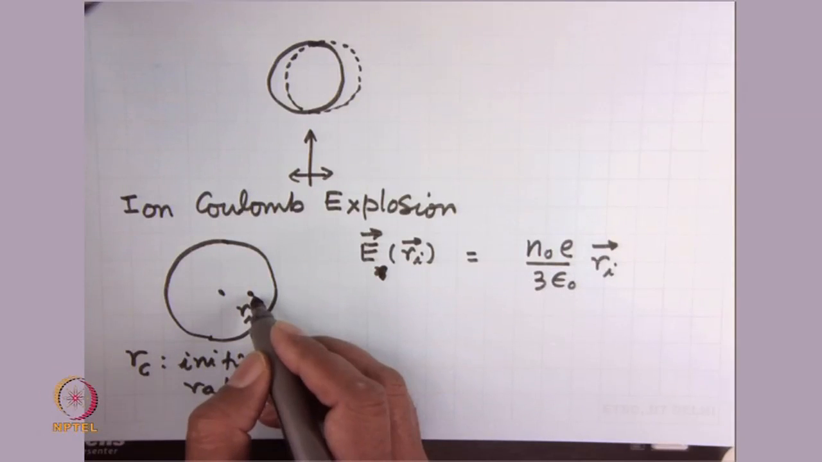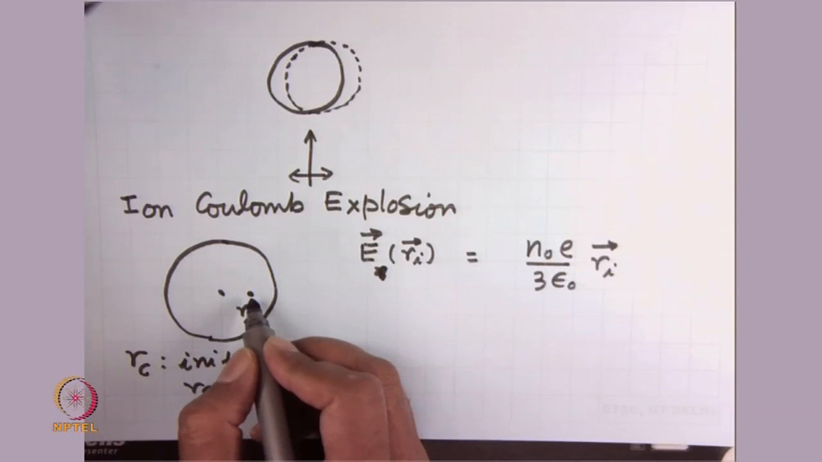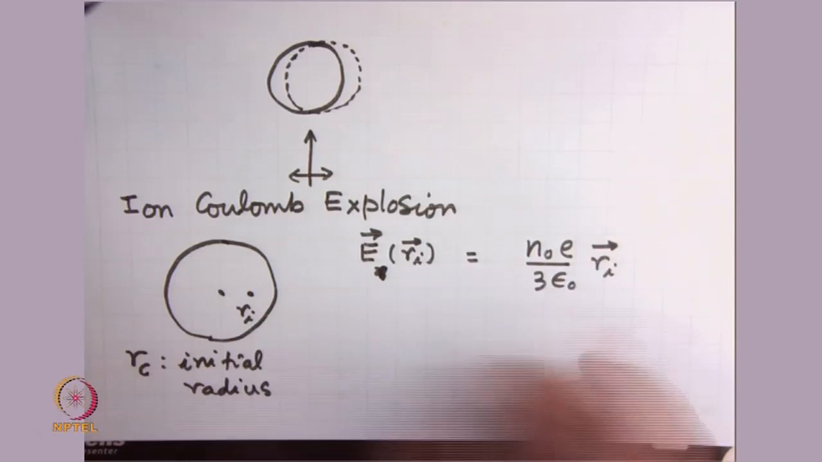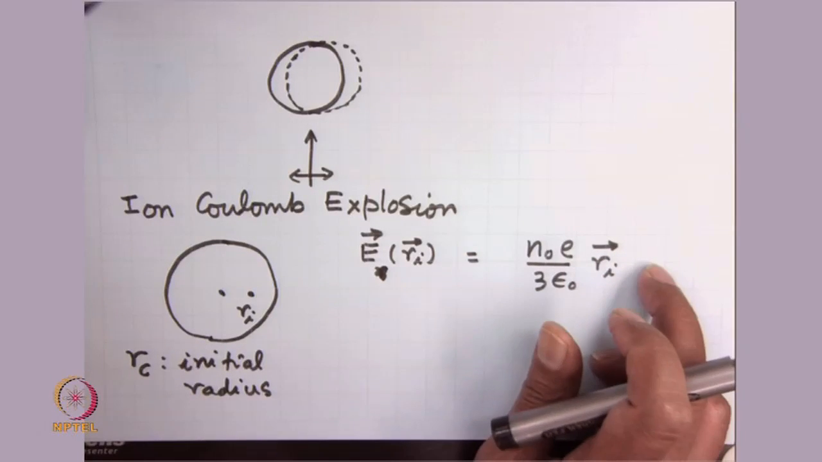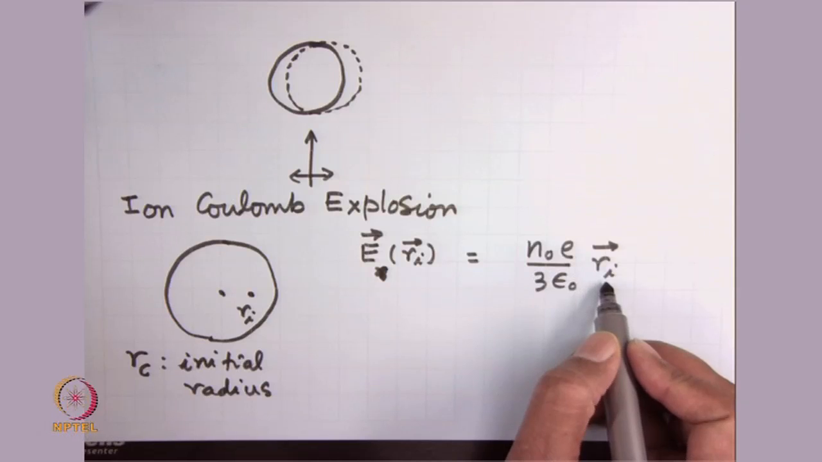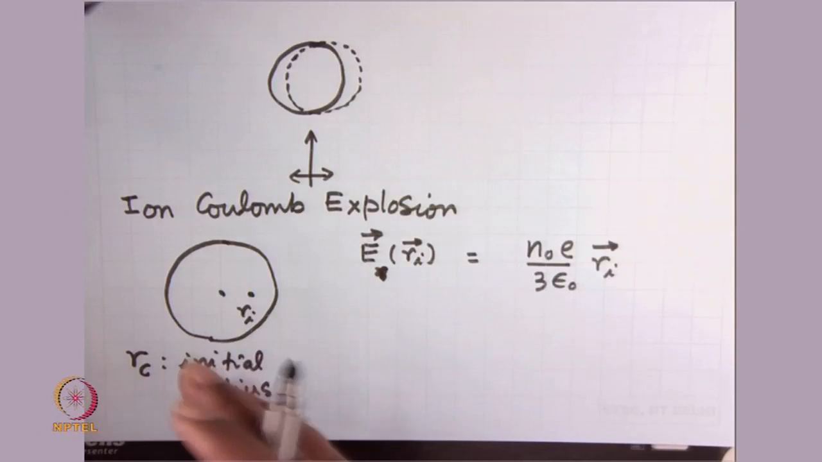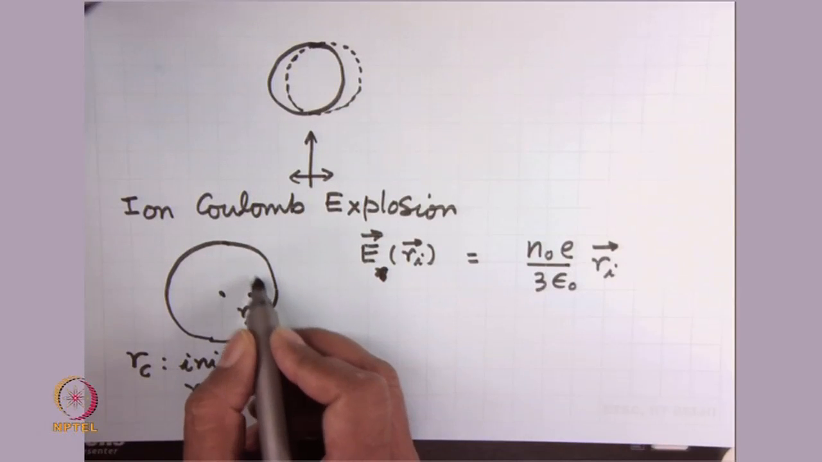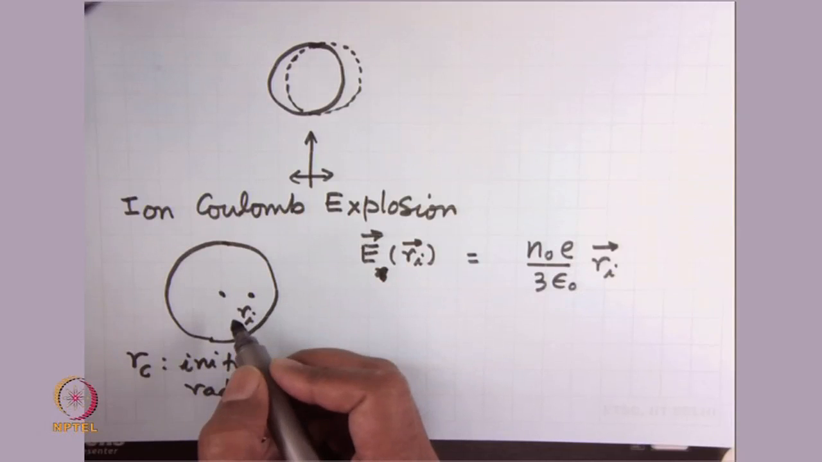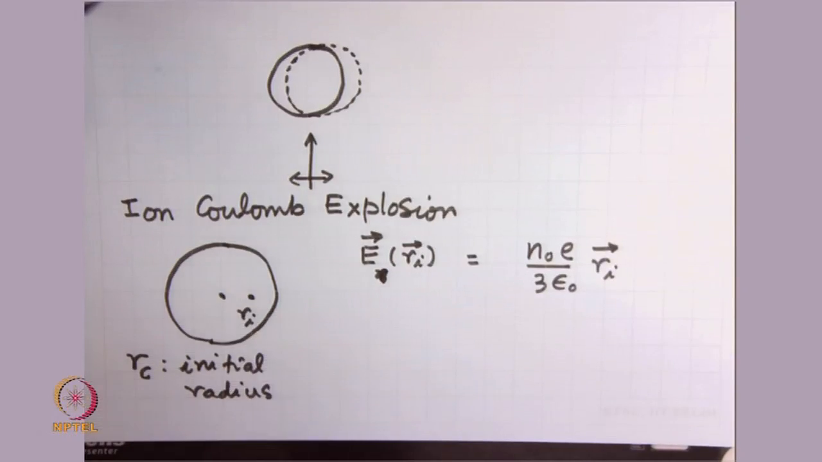When this sphere expands, you may note that every ion will experience a force proportional to the electric field times the charge. The ions at a larger value of Ri will experience a bigger force. So when this sphere expands, the ions which are farther from the center will move faster, and the ones closer to the center will move slowly. As a result, there will be no crossing of ions.